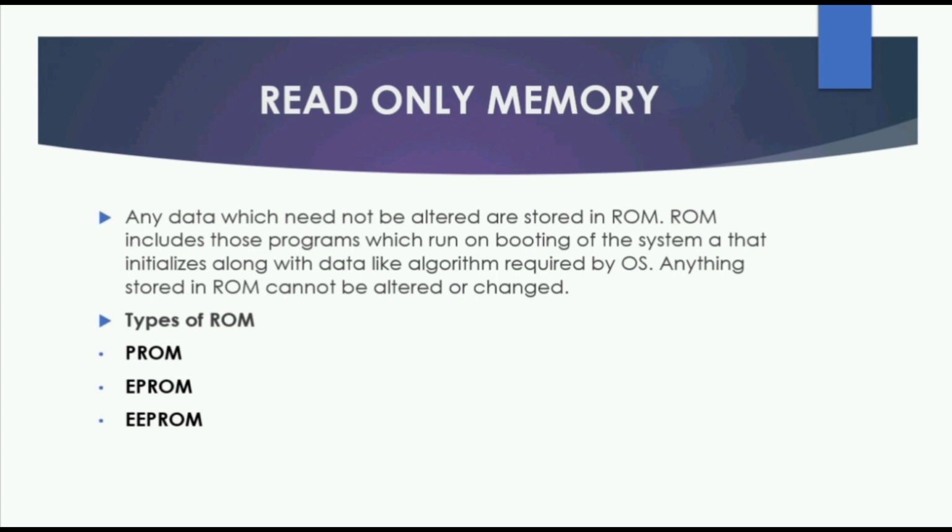Any data which need not be altered is stored in ROM. ROM includes those programs which run on booting of the system, that initialize the system, along with data like algorithms required by the OS. Anything stored in ROM cannot be altered or changed. Types of ROM: PROM, EPROM, EEPROM.